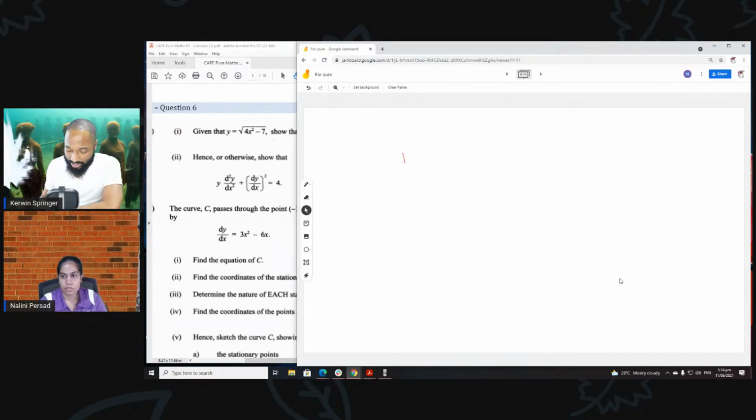So we had the curve dy dx is equal to 3x squared minus 6x.